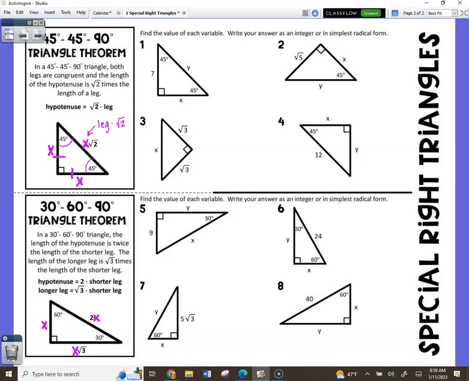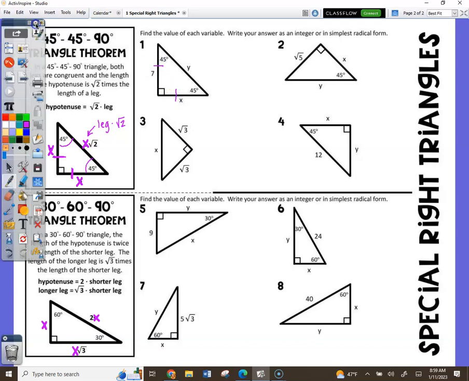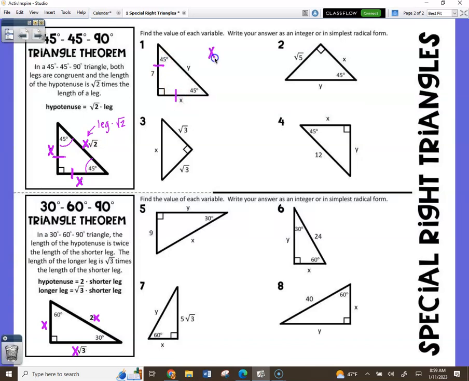So look at number 1. Go to what you know. You know a leg. Well, if you know one leg of a 45, 45, then you know the other one. So x must be 7. And then y is, look at the formula, leg times root 2. The leg was 7, so it's going to be 7 root 2.